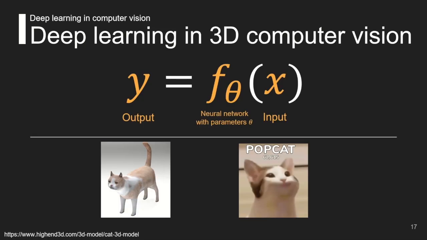So, how do we apply deep learning in 3D computer vision? It is nothing but regressing a 2D image to a 3D object. For example, we can regress the output y to a 3D cat object. Input a cat image and the model should output the 3D cat object. This is also the task I want to share with you in this talk.